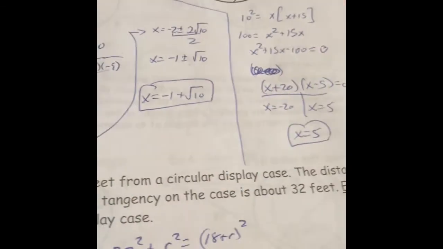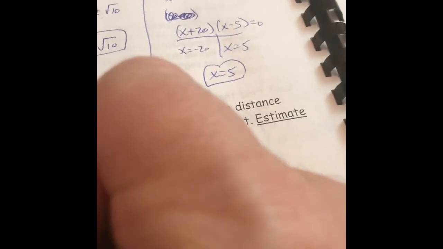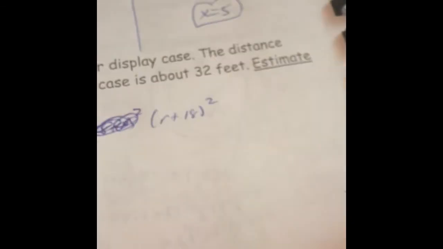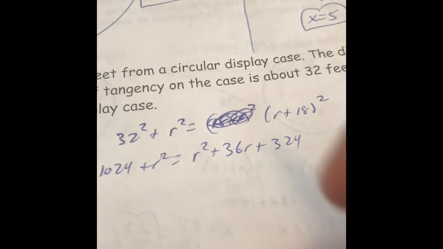So let's go ahead and solve this. 32 squared is 1,024 plus r squared is equal to 18 plus r, squared. I'm just going to rewrite that as r plus 18 squared because we always like to have the variable first in a binomial. So remember, this has to be FOILed. When you FOIL that, that's going to be r squared plus 36r plus 324. This is actually an easier one because if I subtract r squared to the opposite side, the r squareds are going to cancel.